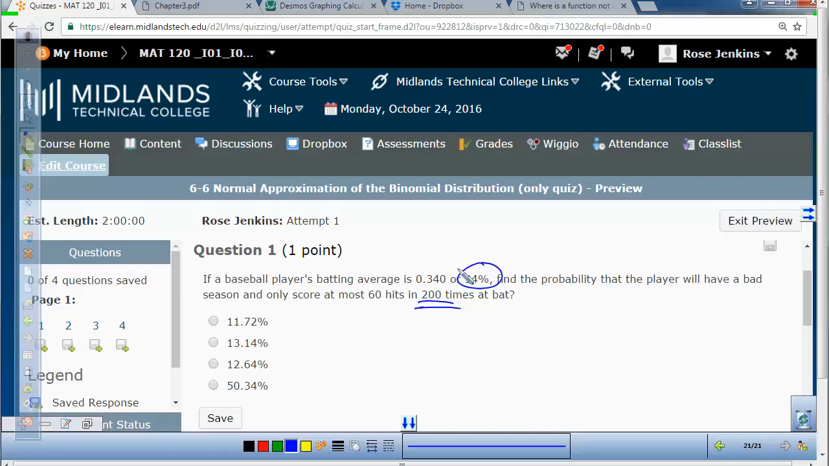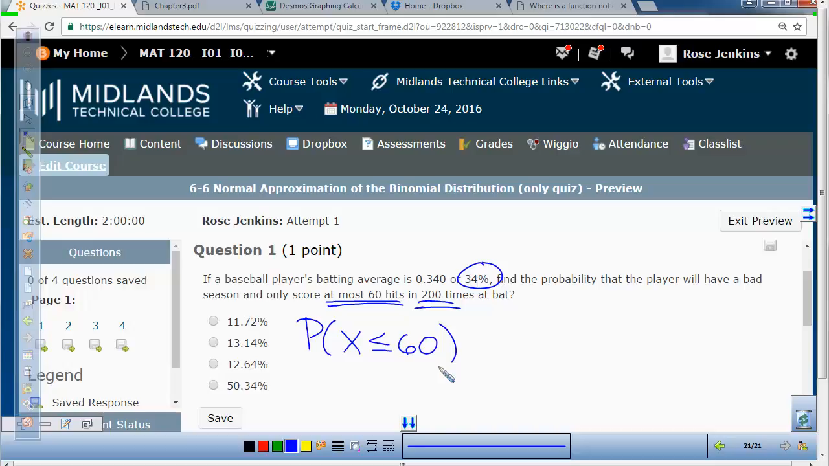So what they're asking us to find is the probability that he scores at most 60 hits. Now it's going to be really important that we interpret this correctly. What do we mean when we say at most? Well, that means X has to be less than or equal to 60. The binomial distribution is a discrete distribution, and whether we say less than or equal to will make a large difference. So you really have to read carefully and interpret words like at most, at least, no more than, less than, however it is described.